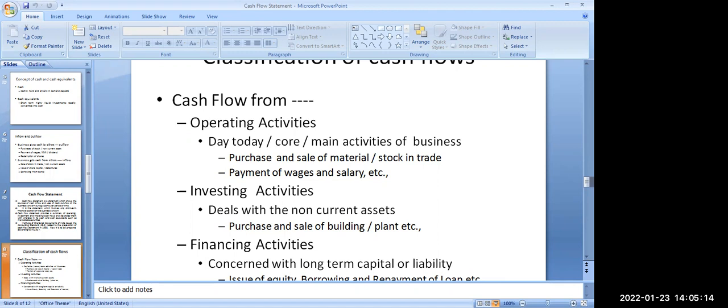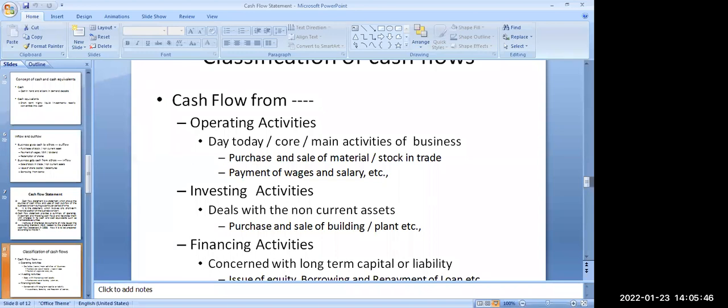Next, investing activity. What is investing activity? Any activity that deals with the creation and decrease of non-current assets. Purchase of building, sale of building, purchase of plant, sale of plant. All these things will come under investing activity. And the last one, financing activity.